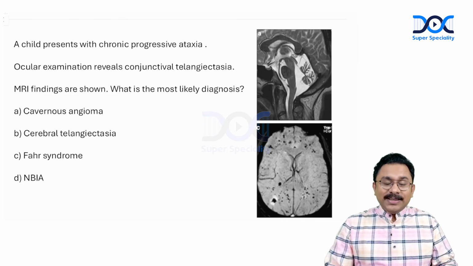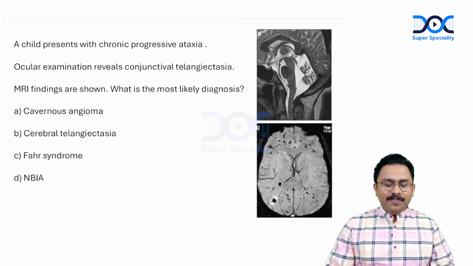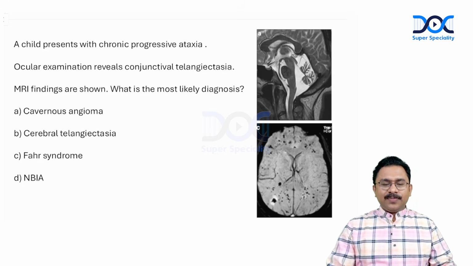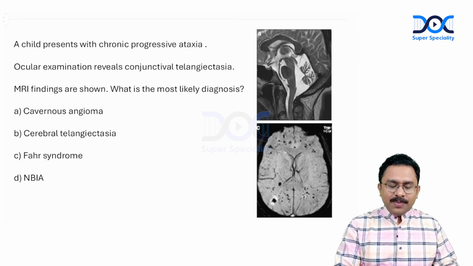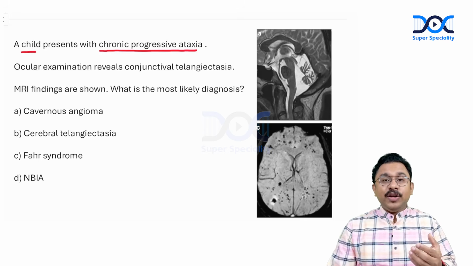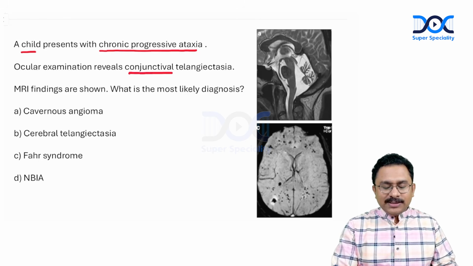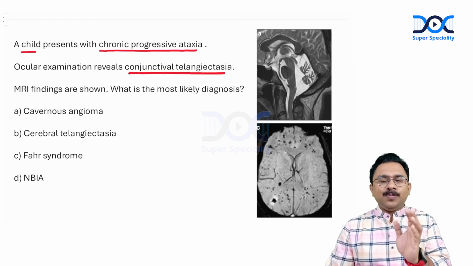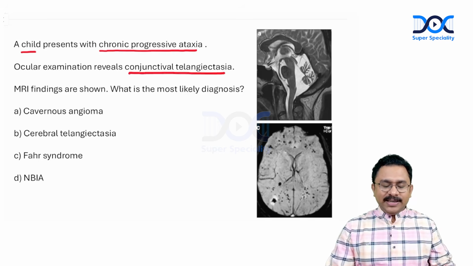A child presents with chronic progressive ataxia. Ocular examination reveals conjunctival telangiectasia. MRI findings are shown. What is the most likely diagnosis? So what is the clinical presentation? Chronic progressive ataxia in a child, which suggests that it is probably some sort of neurodegeneration. Yes, the examination finding is conjunctival telangiectasia. Some students told me that an image was also provided of the conjunctival telangiectasia.